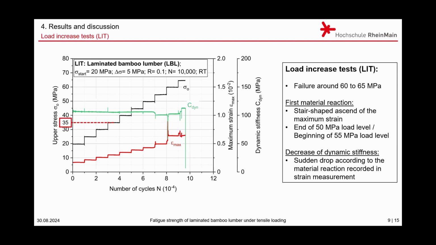Afterwards, we did the load increase tests. We looked for 2 load levels on which we wanted to do some constant amplitude tests. So we chose 35 megapascal, which was a load level where we didn't see a material reaction in the load increase test, and we did the 55 megapascal, which was the load level where we did first see a higher material reaction and a fracture to the material.